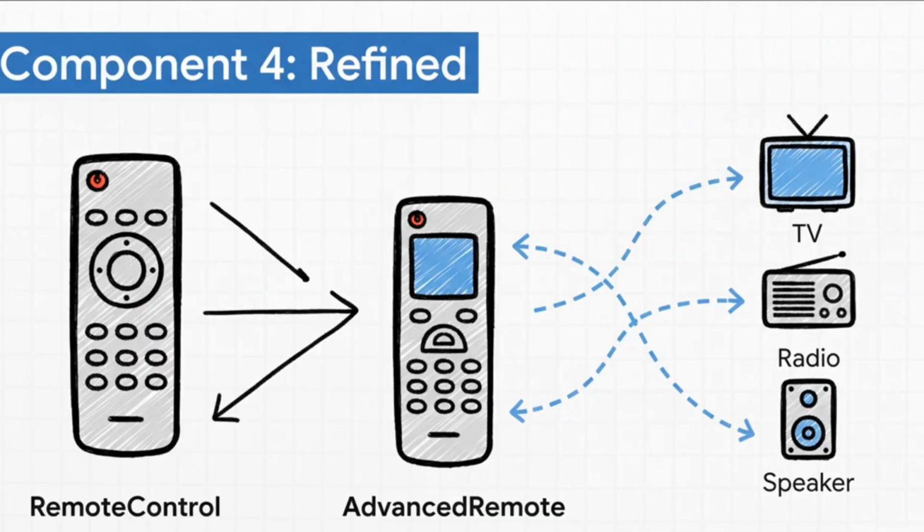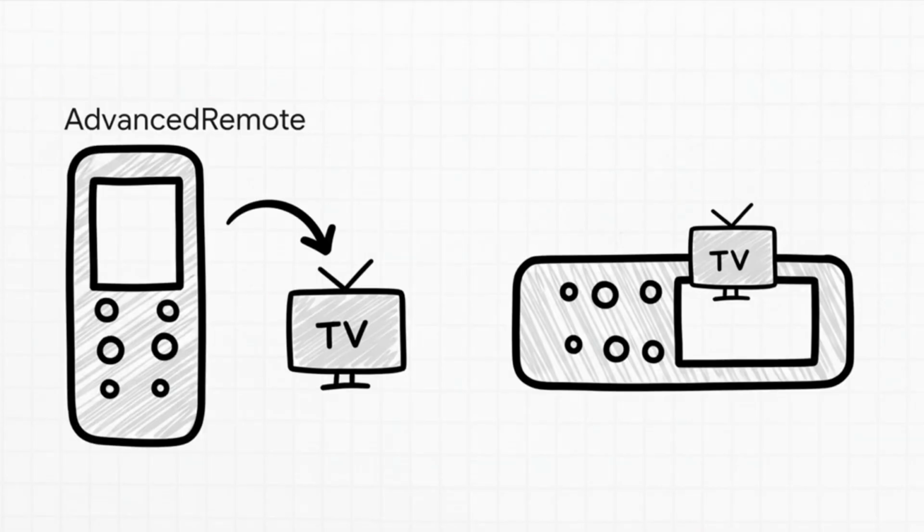And finally, we have our refined abstractions. These are our basic remote and advanced remote classes. They add their own specific features, like a mute button on the advanced remote. But just like their parent class, they can be paired with any device that implements iDevice. You get total flexibility. And the result of all this?